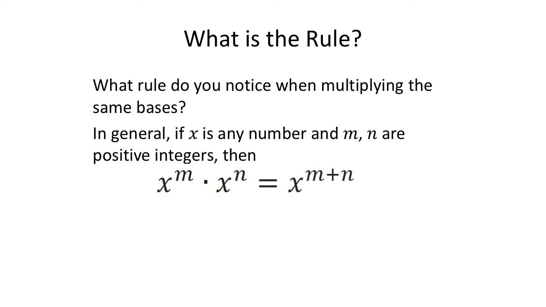So this is the rule. And again, when it's showing x right here, sometimes these can be numbers, sometimes they're letters, it doesn't really matter. But when you're multiplying the same base, it has to be the same base, take the exponents and add them together.